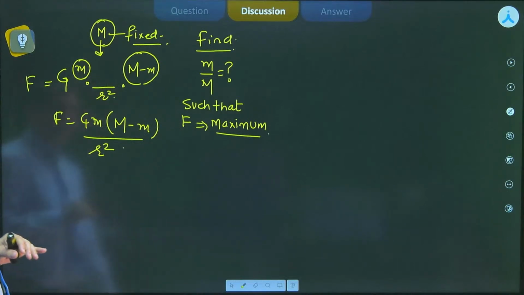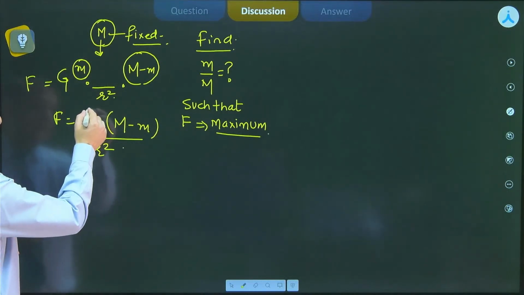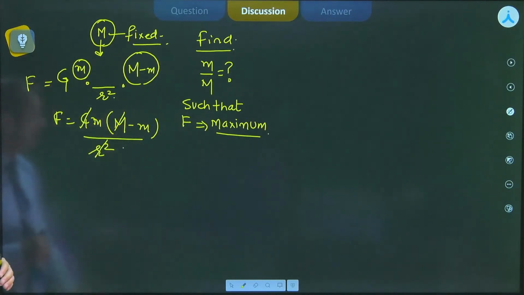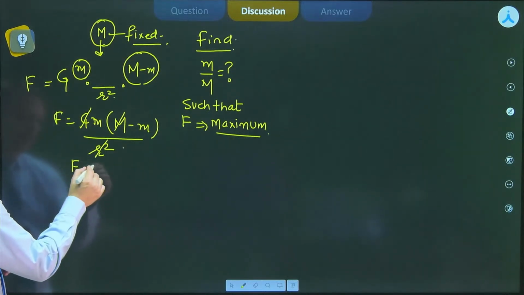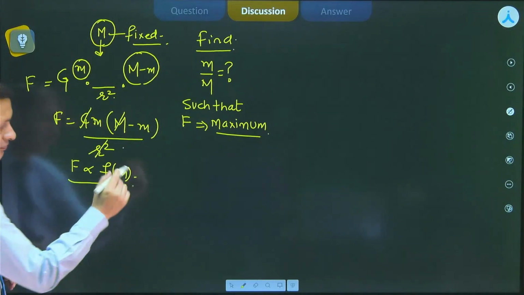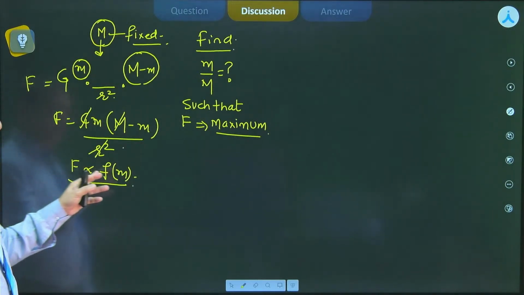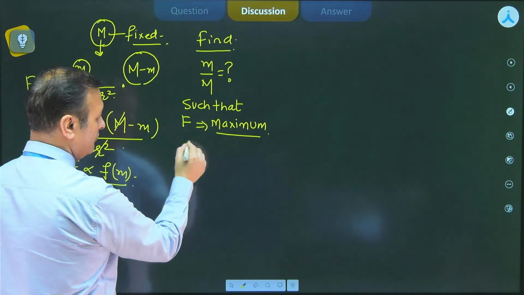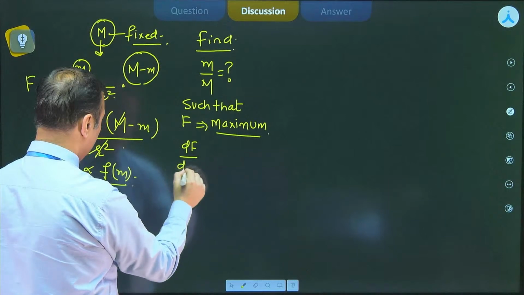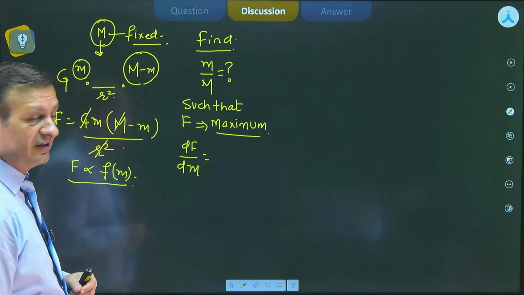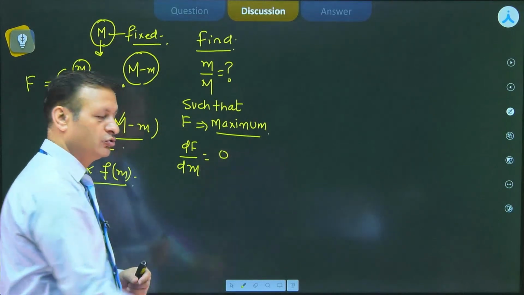Now, if you look at this, capital G is constant, capital M is constant, and we have kept it at a constant separation also. So this force is a function of small m. And when the force is a function of small m, to find the force maximum, the very first rule says differentiate this force because it's a function of small m. dF by dm has to be 0.